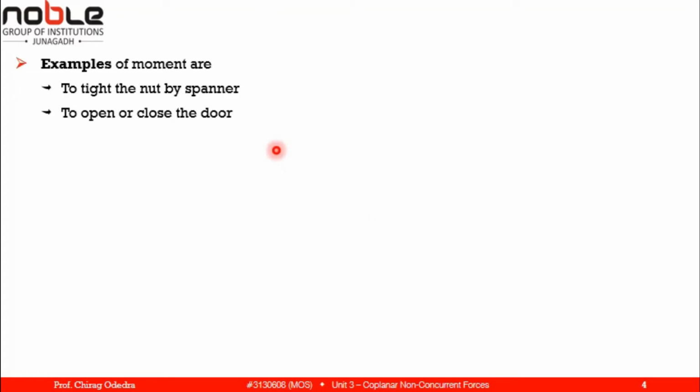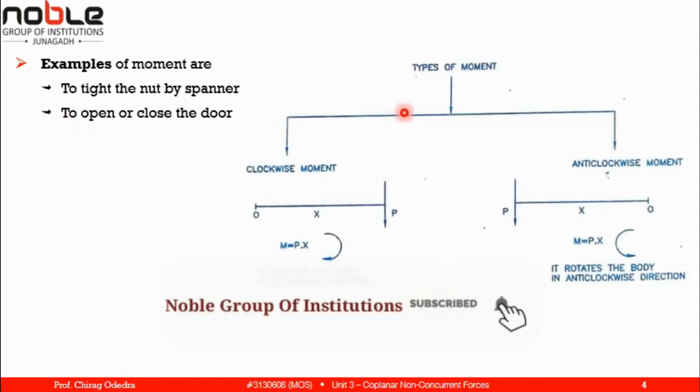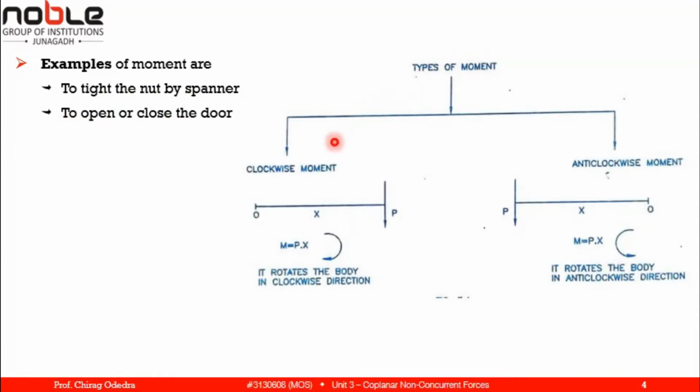So some various examples of moments which we are using in daily routines are to tighten the nut by a spanner or to open or close the door. The next is types of movement. There are main two types of movement, that is clockwise movement and anti-clockwise movement. What are the differences between these?